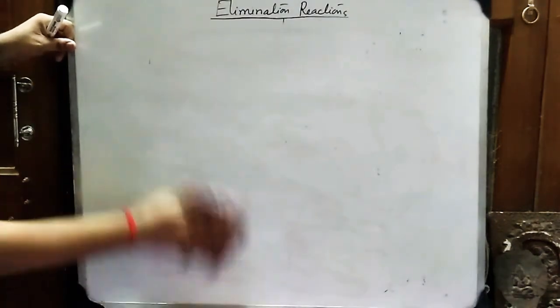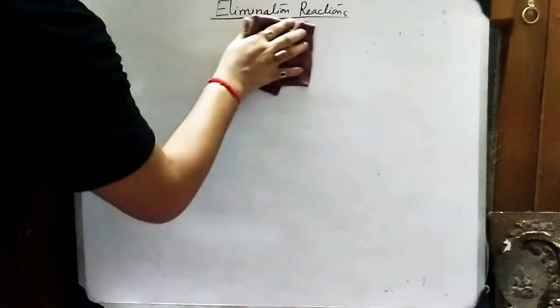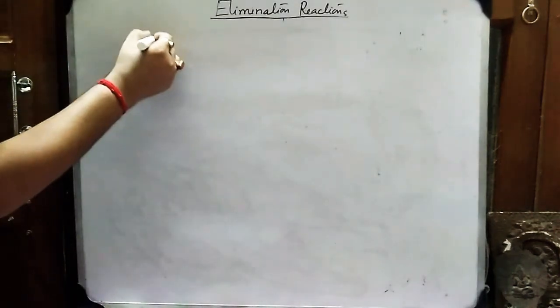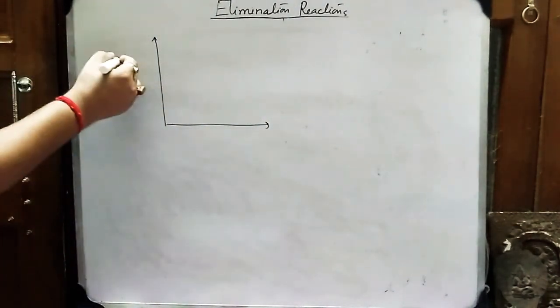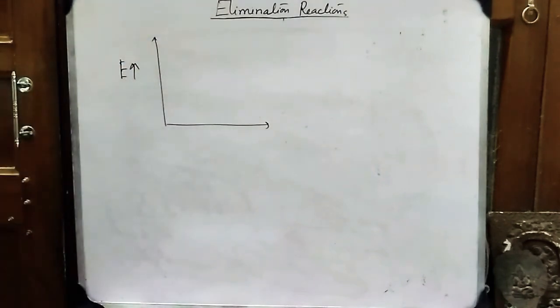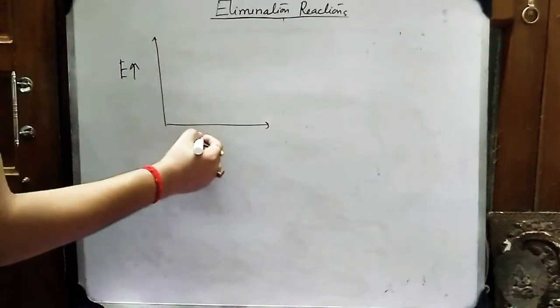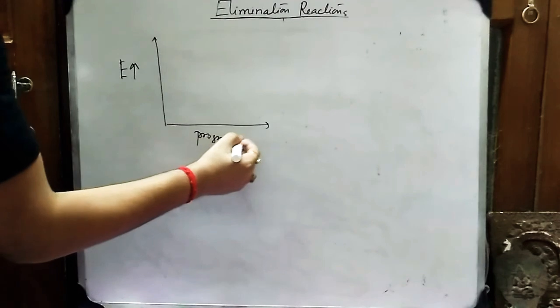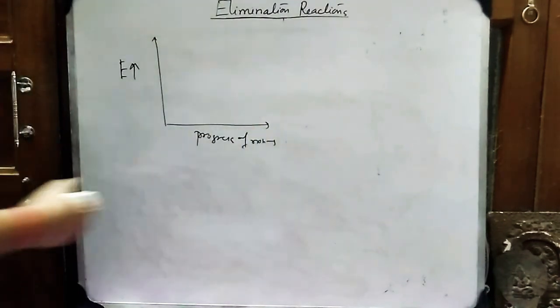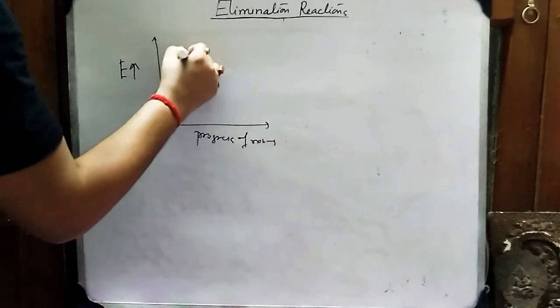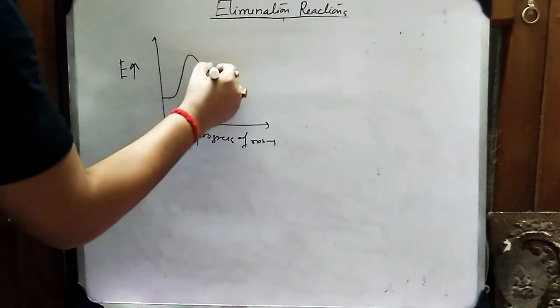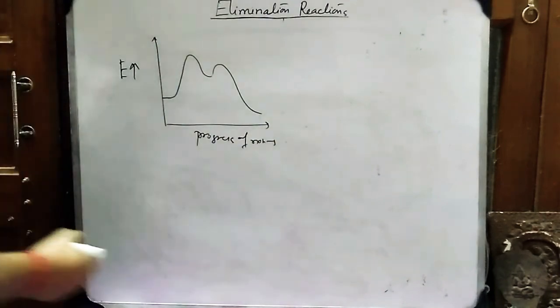It is very important. I have already told you it is an E1 reaction, and solvent specificity is very important for this type of reaction. Okay, first of all, let me draw the reaction coordinate for this type of reaction. Let the y-axis be the energy, and let the x-axis be the progress of reaction. Now according to this, at first a carbocation formation will take place, then the product will form.